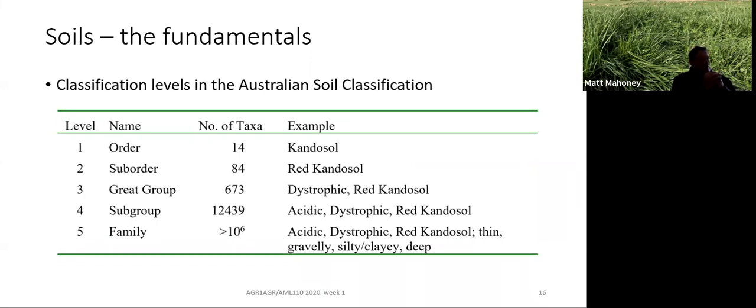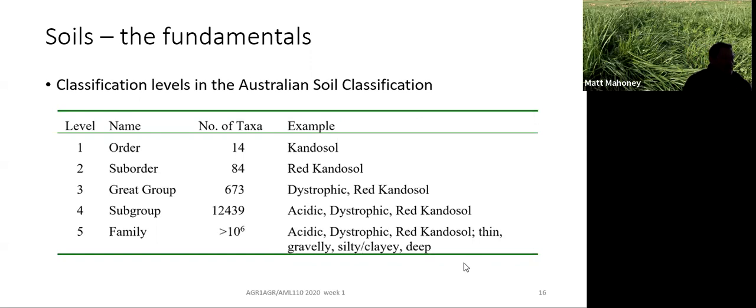We can classify soils right down to the family grade. There are 5 different levels, and we're just at the very high level, the order, of which there are 14 different orders. It goes all the way down to the family, which can split it between, for example, acidic, dystrophic, red Kandosol, thin, gravelly, silt, clay, deep, and can be very specific.